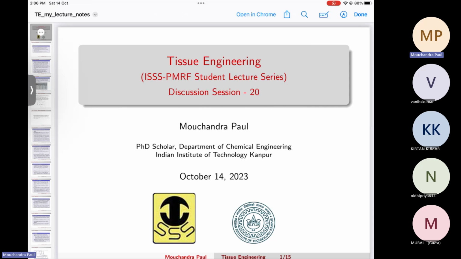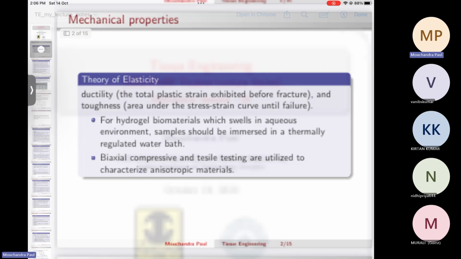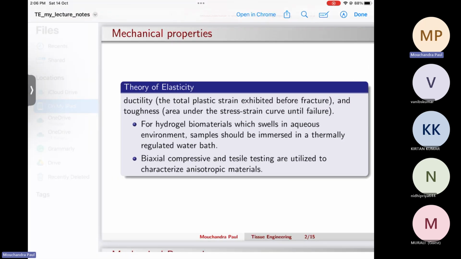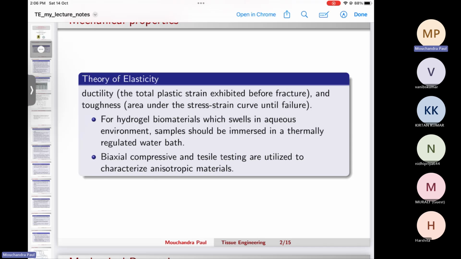So in today's class, we'll continue with the topic of biomaterials. Those who missed yesterday's class, let me quickly summarize what we did in the last class. Yesterday we discussed article number 4, and we looked into what experiments they did, what results they obtained, and how those results are significant to us as tissue engineers. And we also started with the new topic, biomaterials.